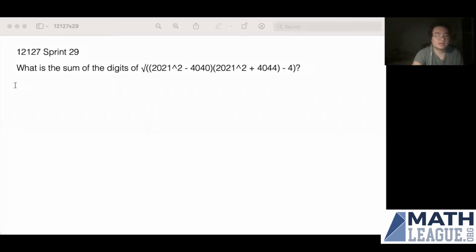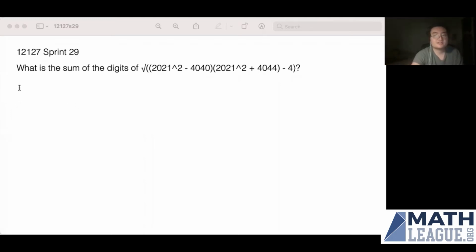This kind of tells us that maybe 2021 squared minus 4040, this first guy, times the second guy, 2021 squared plus 4044, should be 4 more than a perfect square, right? And this product itself looks like a difference of squares because both of them are equally far apart from, if you add the minus 4040 and the plus 4044 together and divide by 2, you average them together, you should get 2021 squared plus 2.